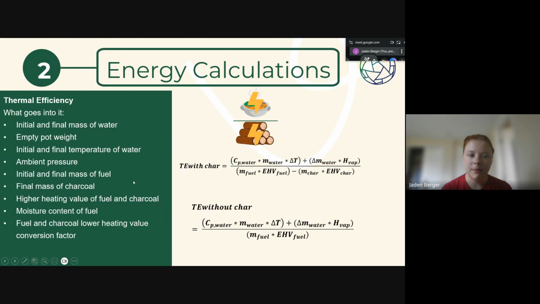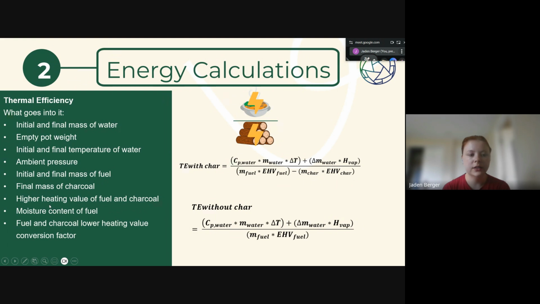So all of the masses and temperatures, your ambient pressure, this is pretty important. Depending mostly on your altitude, it's either going to be easier or harder to evaporate water. This latent heat of vaporization is very dependent on this ambient pressure here.